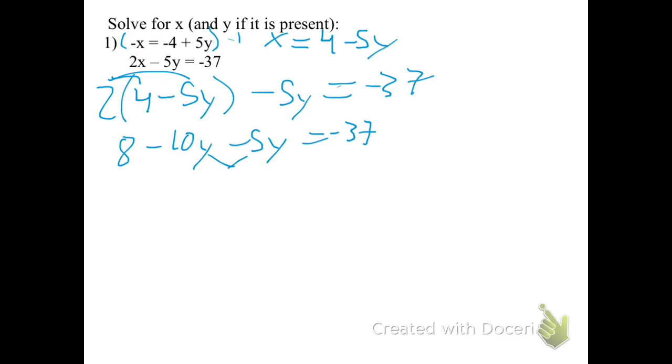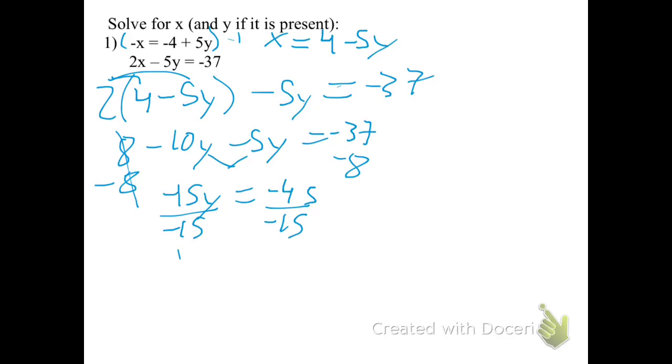Combine like terms, and I'm going to subtract 8 while I'm at it, to kind of save on paper. So the 8's are gone on the left side. -10y minus 5y is -15y. And then on the right side, we've got -37 minus 8. So if you're negative and you're subtracting more, you're going to go deeper in the hole. This one's going to get you to -45. We need to get y by itself, so divide by that -15 there. And -45 divided by -15 is going to be positive 3, because negative divided by negative is positive. So we got y equals 3.